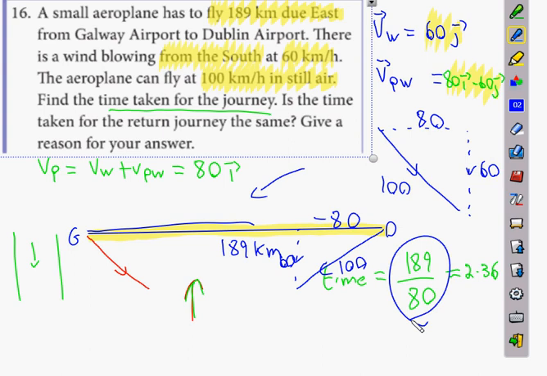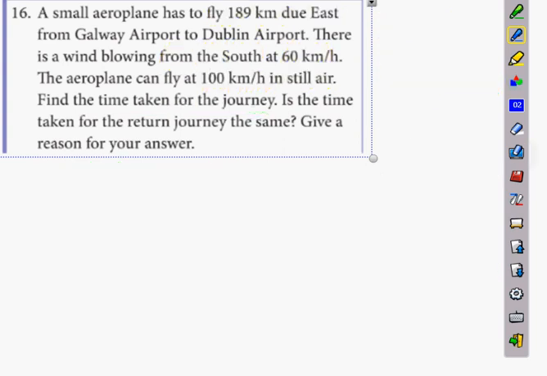It's only when your wind or your current has a component that's opposite your motion, then it affects the time of the journey. Okay guys, that's an easy one to start off with, alright?